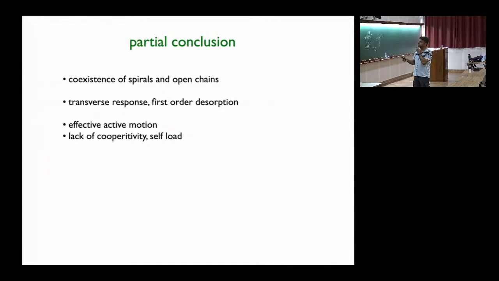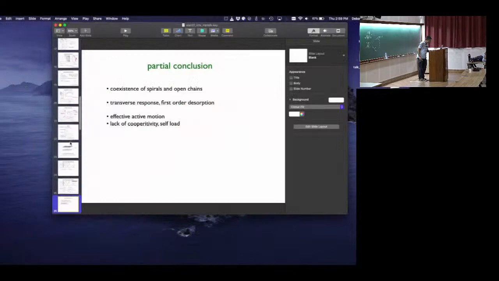The conclusion from this part is the coexistence of spirals and open chains that we see for the conformation of the filament. We studied the transverse and longitudinal response. The transverse response shows a first order desorption. And we have used some effective active motion, developed a picture of effective active motion of the filament segments, and saw that lack of cooperativity generally leads to some self load by the motors. So with that I should stop, but I need to get to my acknowledgements.